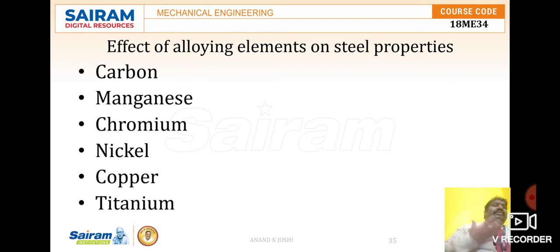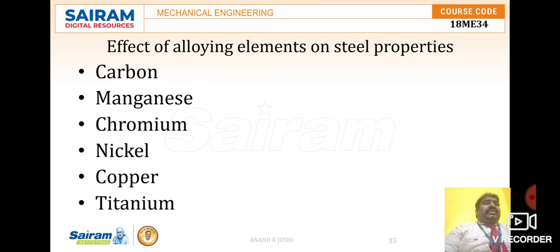The maximum amount of carbon content in steel will be around 2%, and above this 2% the steel transforms into cast iron. So this is about the effects of increasing the carbon content, an alloying element, in steel. And next we'll come to manganese.